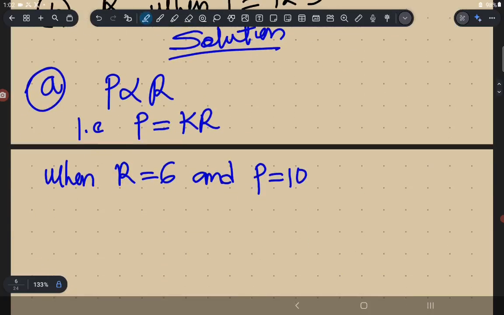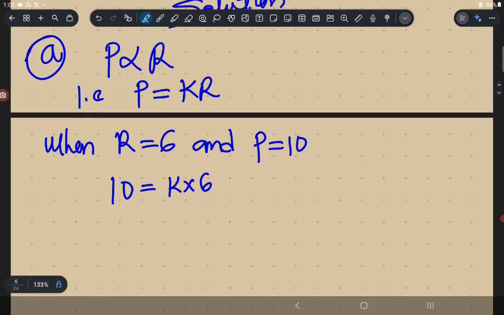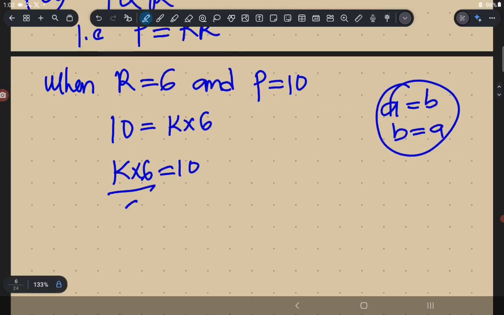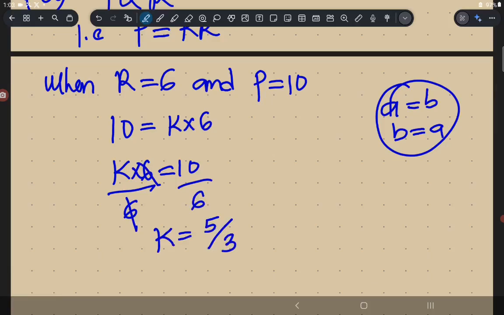So let's substitute the values and get the value of the constant. Our P is 10, which is equal to K multiplied by R, that is 6. If A is equal to B, you can also say B is equal to A. So therefore we have K times 6 is equal to 10. Let's divide both sides by 6. This will cancel this. Our K will be 5 divided by 3. So that is the value of the constant.